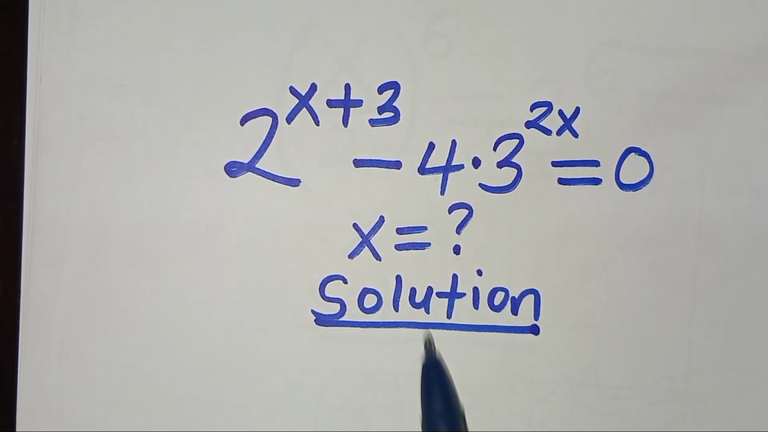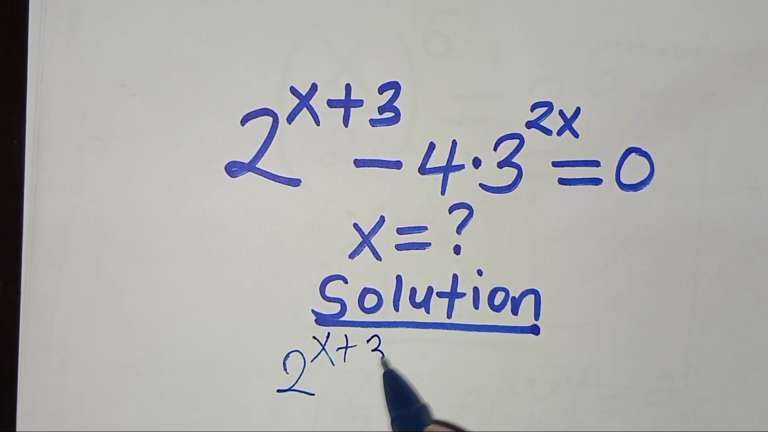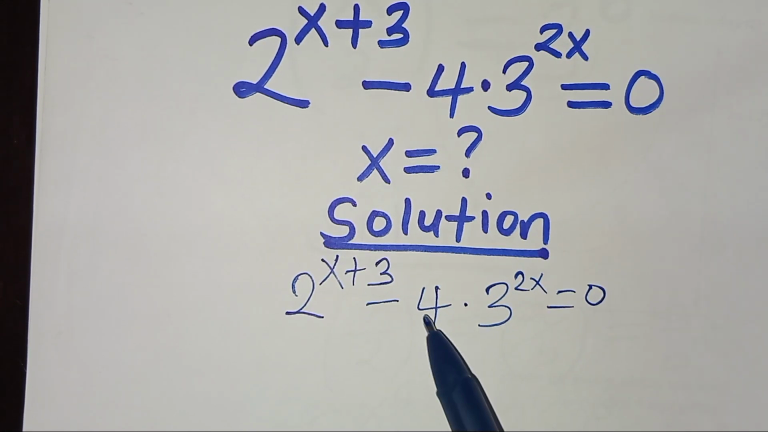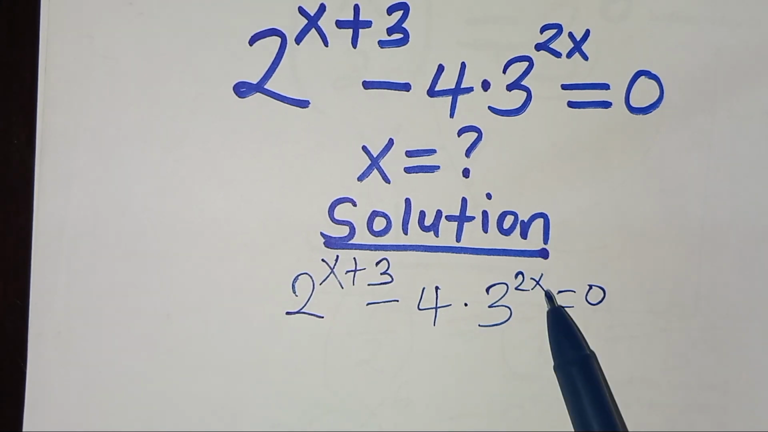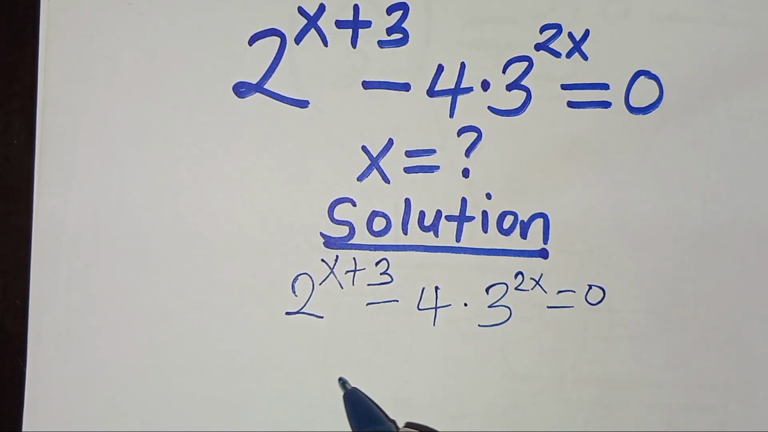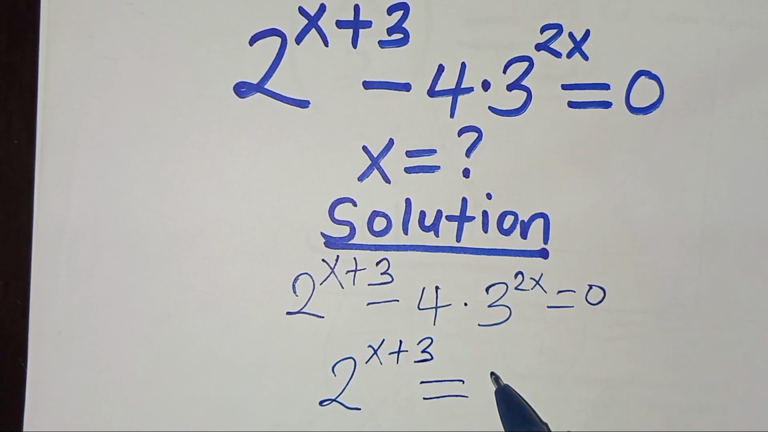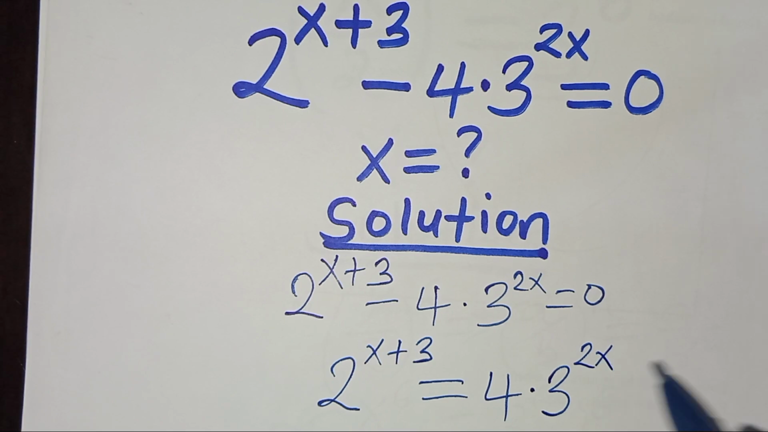Now solution, we have that 2 to the power x plus 3, subtract 4 multiplying by 3 to the power 2x, is equal to 0. The first thing to do here is to take 4 multiplying by 3 to the power 2x to the right hand side, so that you'll have 2 to the power x plus 3 equal to 4 multiplying by 3 to the power 2x.